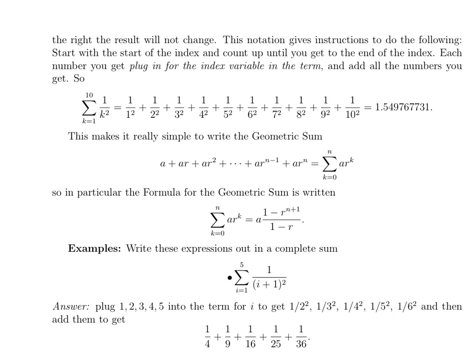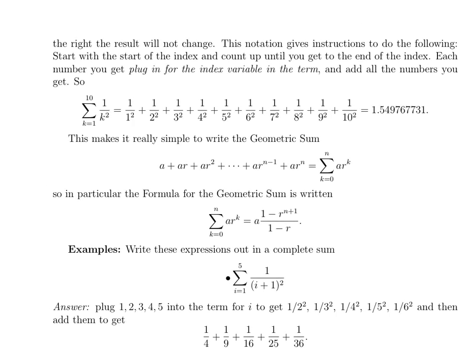Okay, what this summation notation indicates is a recipe for writing out a sum, and the recipe is: start at the start of the index and count up by ones until you get to the end of the index. So 1, 2, 3, 4, 5, 6, 7, 8, 9, 10. Each of those numbers plug into the formula. So 1 over 1 squared, 1 over 2 squared, 1 over 3 squared, 1 over 4 squared, all the way till you stop at 1 over 10 squared, and then add them up.